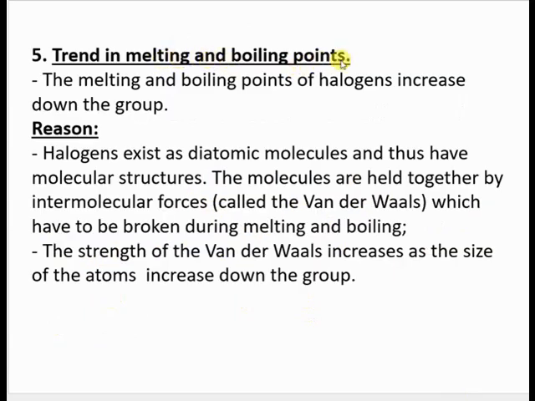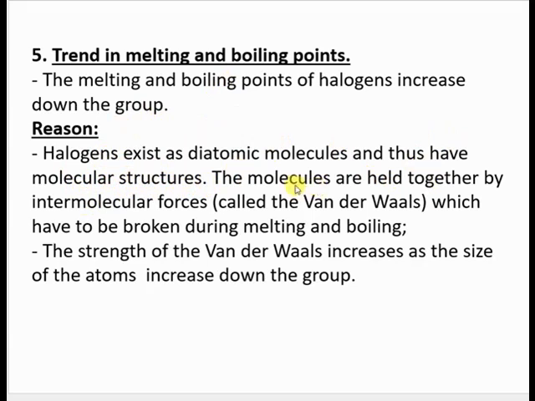Now the melting and boiling points of halogens. The melting and boiling points of halogens increase down the group. The reason is that, remember, halogens are diatomic molecules. Chlorine exists as Cl2. Fluorine is F2. Therefore, they are diatomic molecules, so they have molecular structures. We know that. So if they are molecular structures, remember, chlorine is a gas. So if it is a gas, it is a molecule. So they are molecular structures.